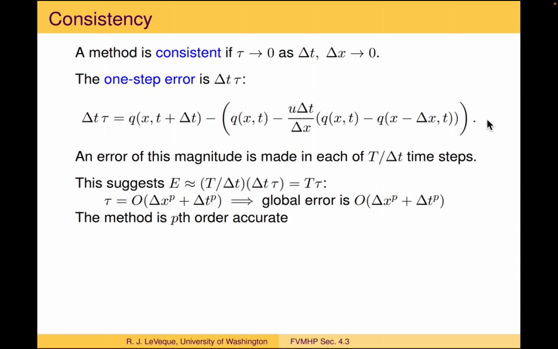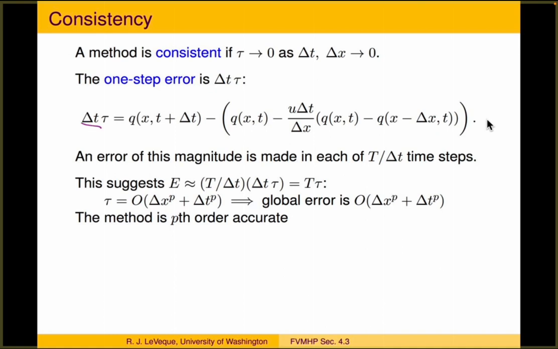What's also interesting is to look at what's sometimes called the one-step error. If we take the differential equation or our finite difference approximation and write it more in the form where we're updating the solution based on the previous value, in other words, we multiply through by delta t, so we look at delta t times tau, then what we have is the difference, because we put the true solution into the difference equation, between the true solution at time t plus delta t and the numerical approximation that would be generated based on the true solution at time t.